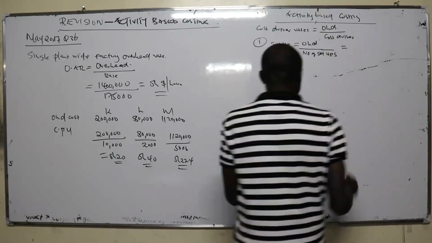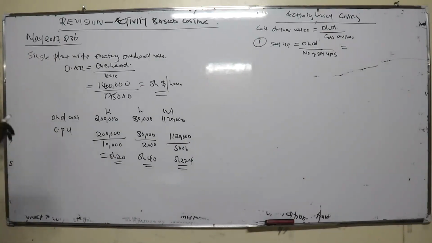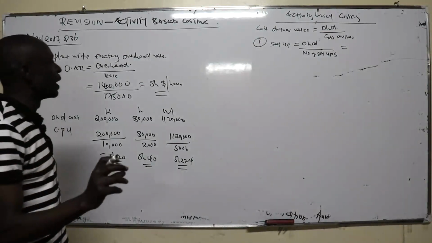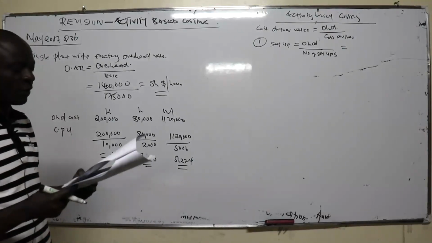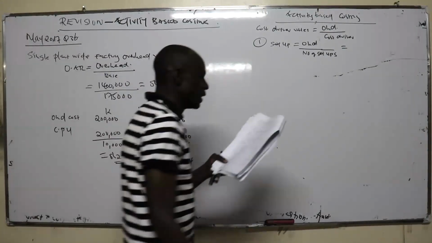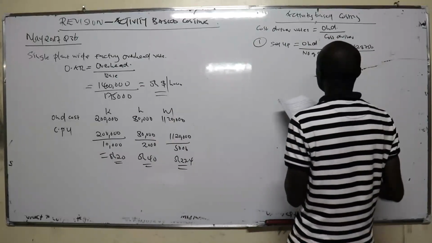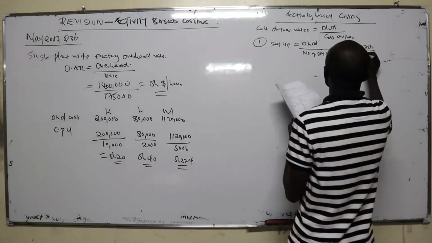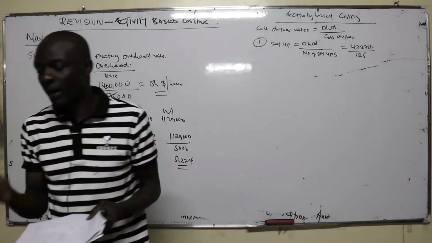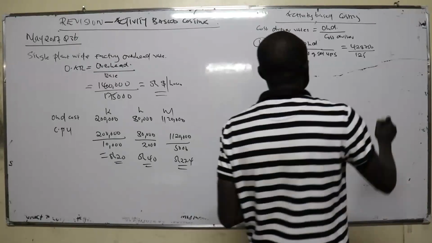Each and every activity is allocated its overhead when it comes to activity-based costing. When it comes to single plant-wide, all the overheads are given as a single block figure. But in activity-based costing, each activity is allocated its overheads. The overhead allocated for setup is 428,750, and we divide by the number of setups, which is 125. This gives you 34.30 shillings.